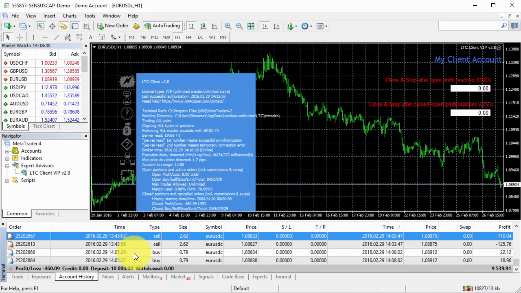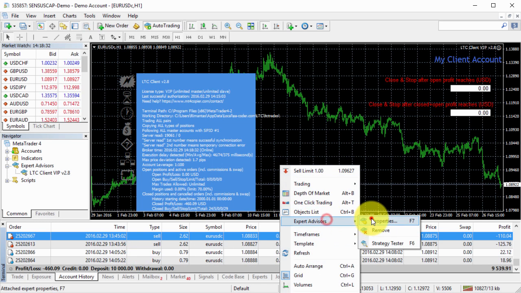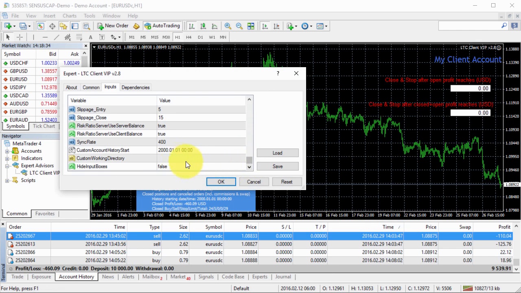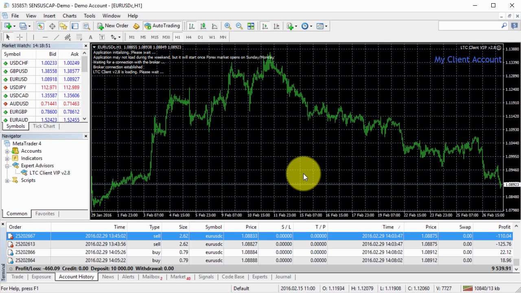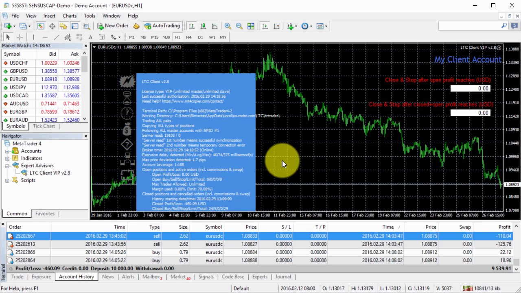So I will go to properties and scroll down to find custom account history start, and I will enter 2016 February 29, and then I will enter 13 o'clock. Click OK. And now I can see that the number was recalculated, and now closed profit and loss is minus 262.